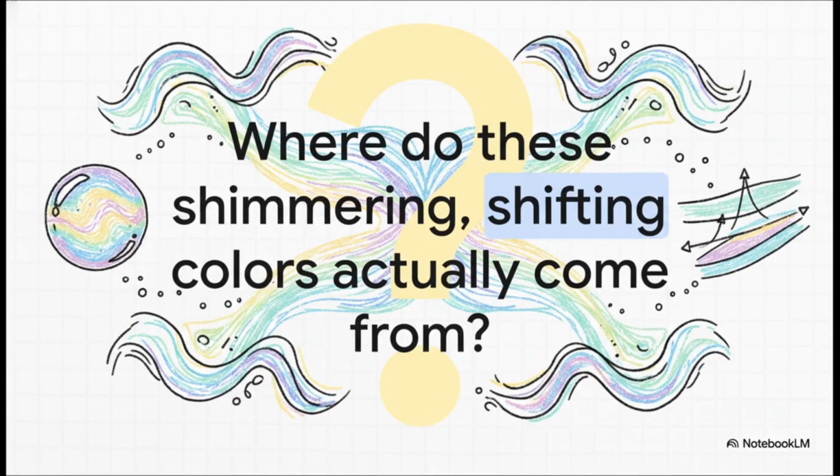So, that's our big question for today. Where do these shimmering, shifting colors actually come from? Well, the answer is a really fascinating phenomenon called interference, and we are about to unpack it together.